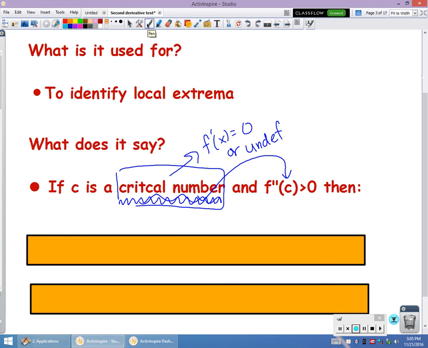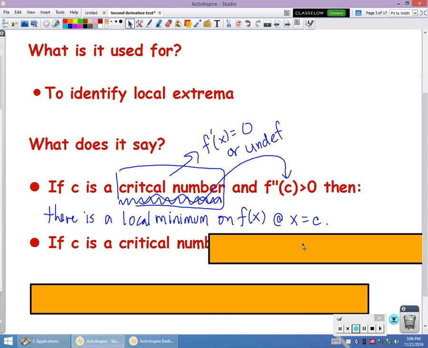So if we have a critical number and we substitute that critical number into the second derivative and we get a positive number, then there is a local minimum. You would want to think that there's a local maximum because the output is positive, but there's a local minimum on the original function f of x at x equal to c. Second derivative test.